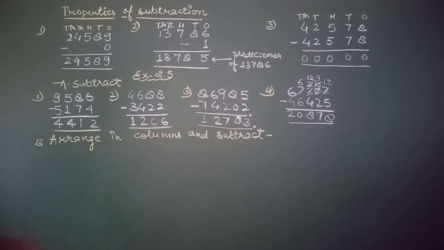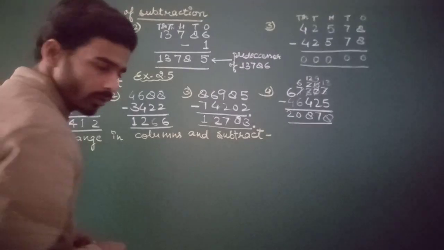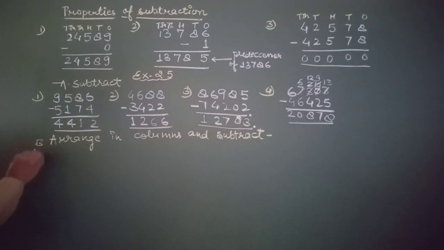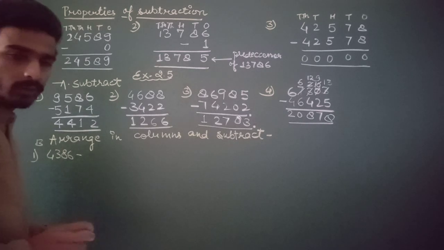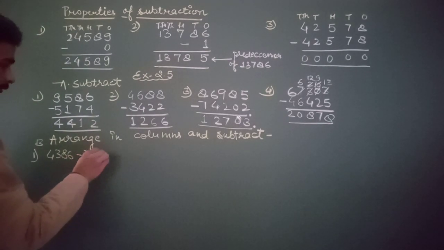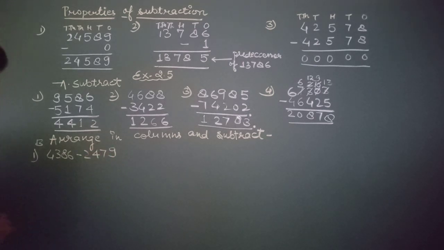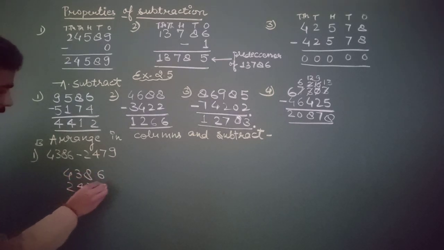The first question is 4,386 minus 2,479. So 4,386 minus 2,479.